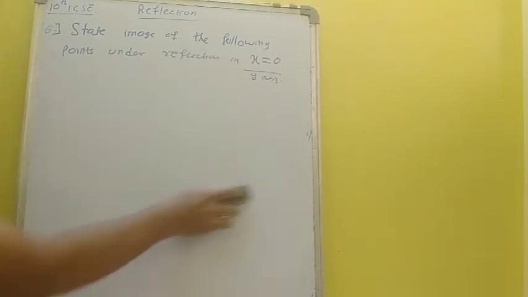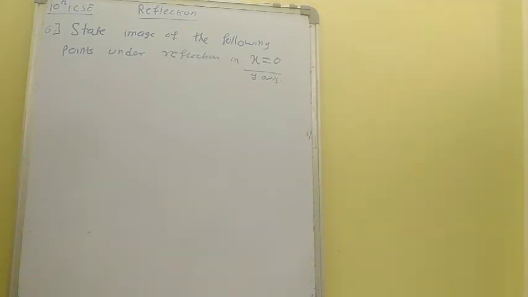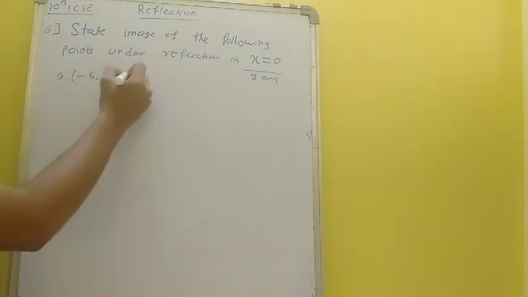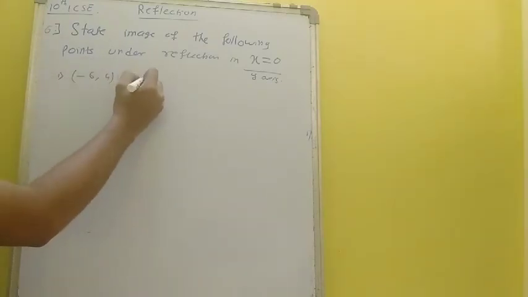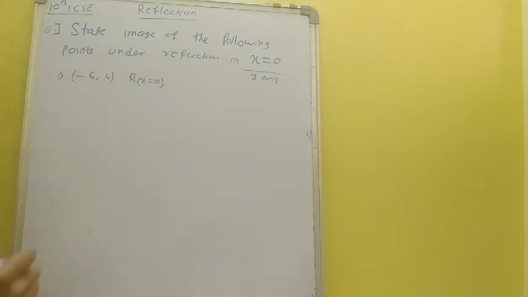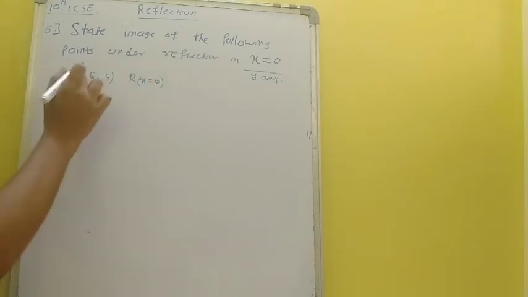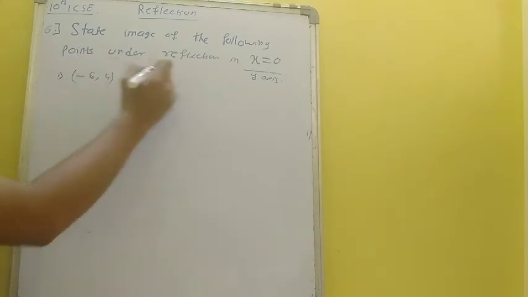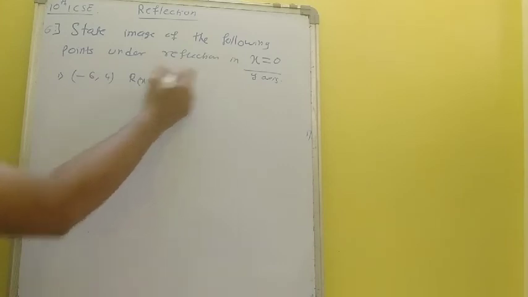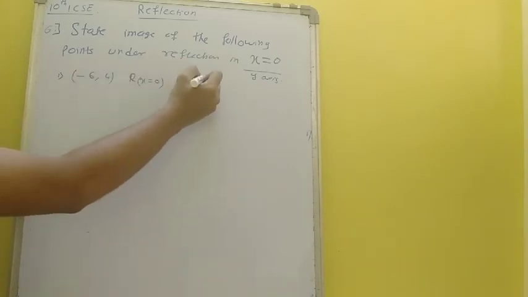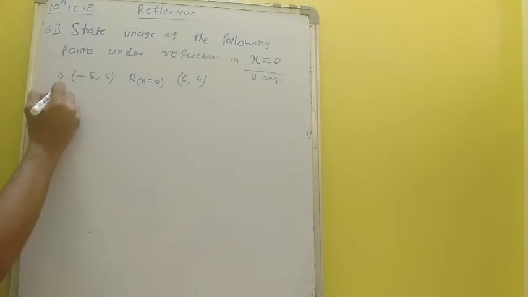Reflection in y-axis. The very first one is minus 6, 4. Reflection in x is equal to 0. X is equal to 0 is nothing but y-axis. And we are reflecting in y-axis, x will change and it will become 6. Minus 6 will become 6. 4 as it is.